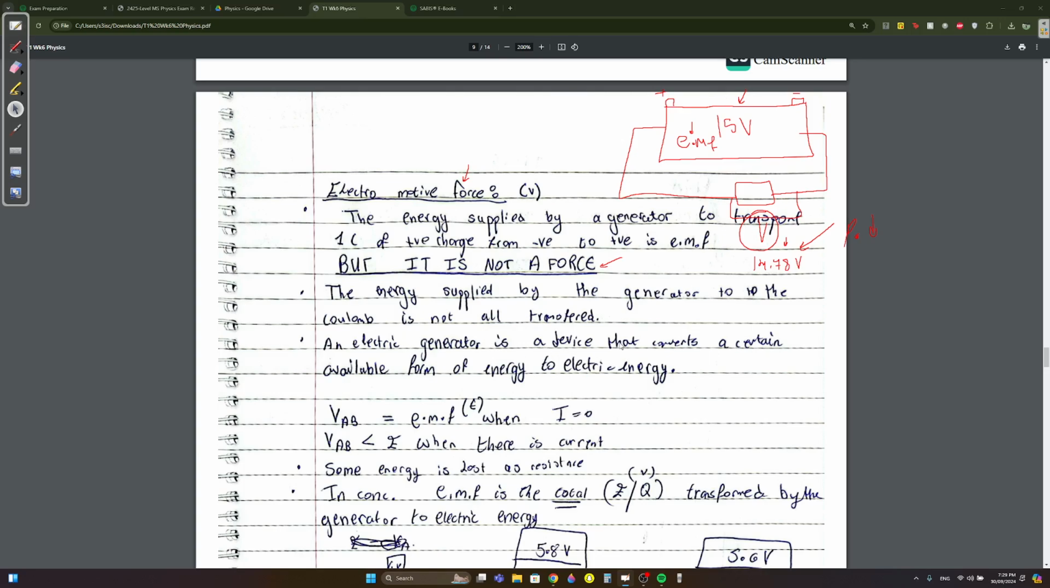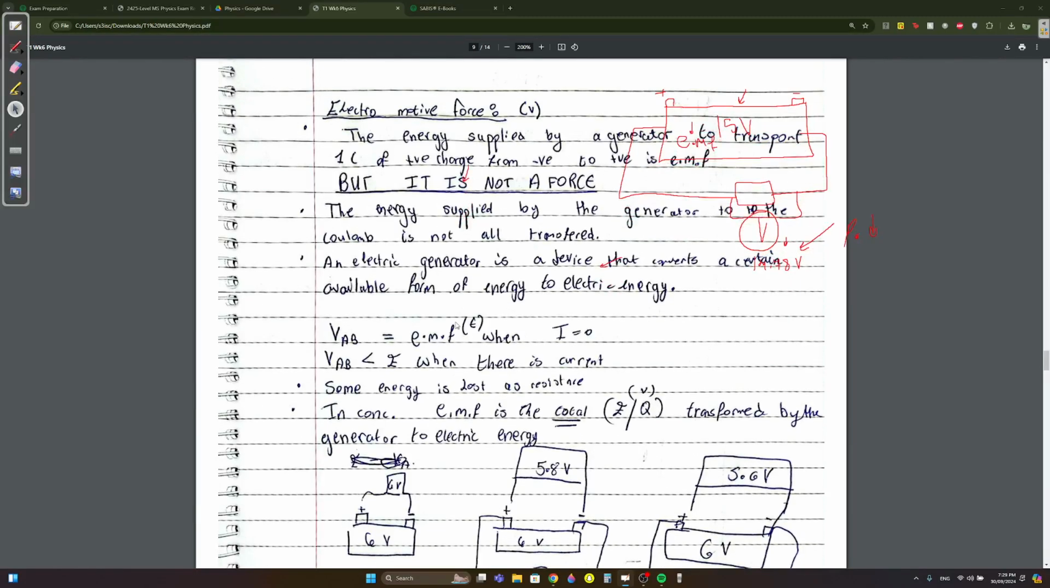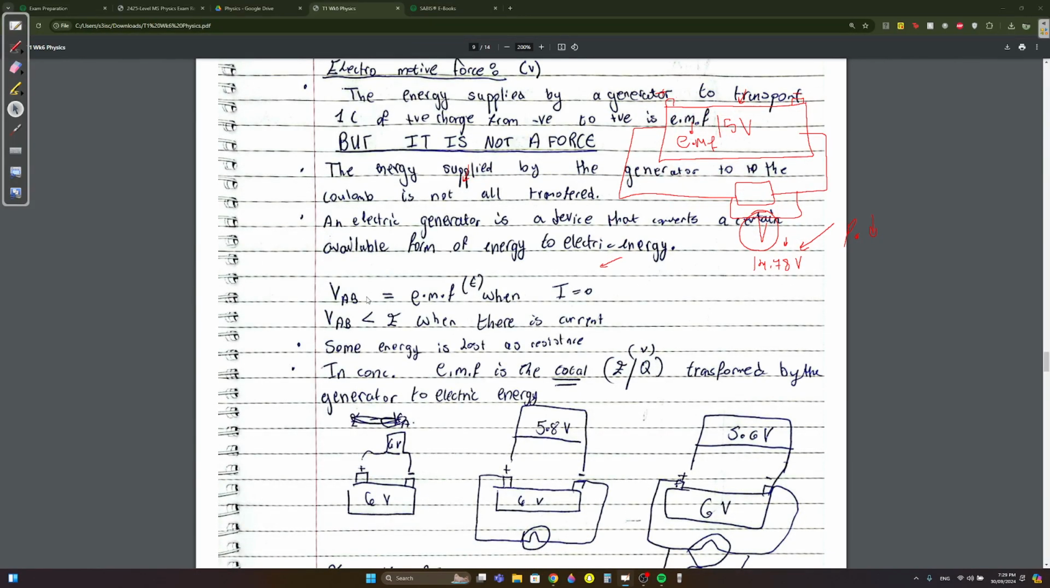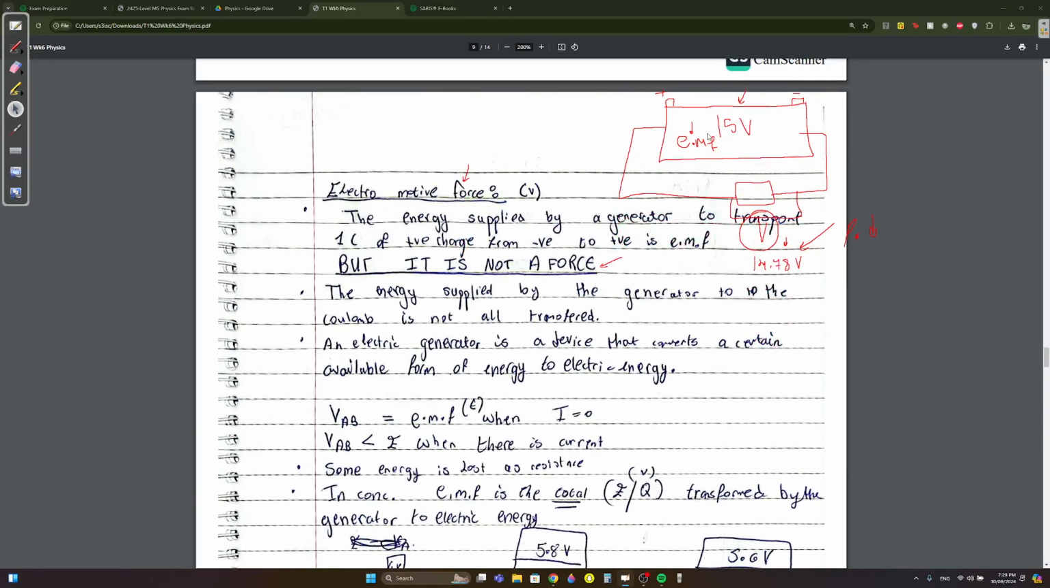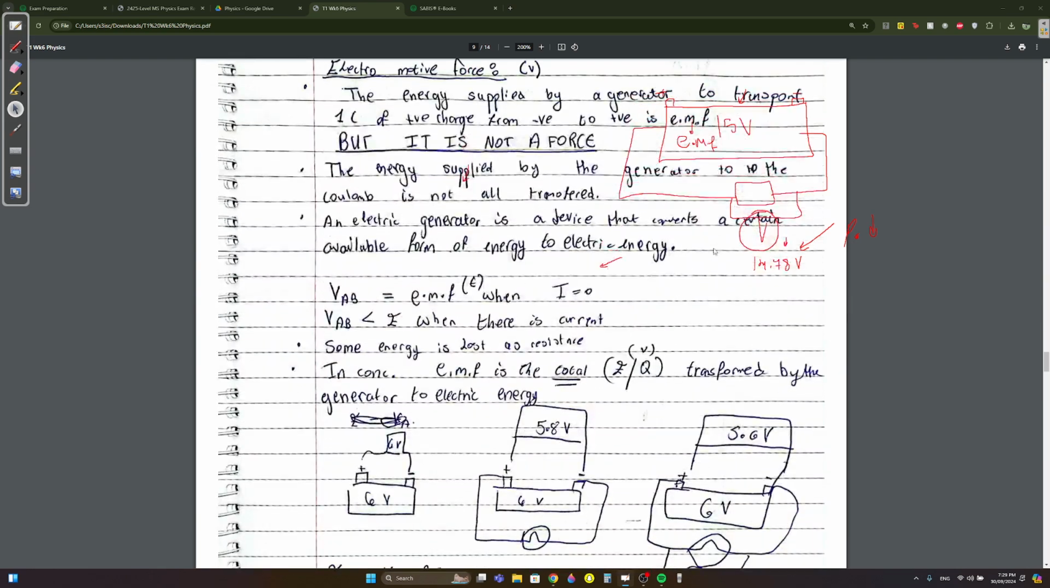An electric generator is a device, this is a definition in the book, a device that converts a certain available form of energy to electric energy. You know, generators, they give us electric energy. So what they're trying to say, the V of AB is equal to the EMF, the electromotive force, when there is no current, right? When I turn it on and current starts flowing, what's the voltage going to be equal to? It's going to be less than the electromotive force when there's current. Why? Because some energy is lost as resistance or friction, whatever.